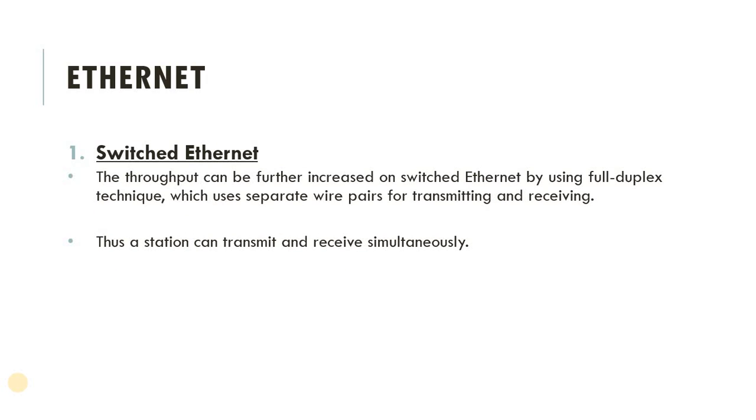The throughput can be further increased on the switched Ethernet by using the full duplex technique, which uses separate wire pairs for transmitting and receiving. So if we want to increase the throughput, we use full duplex, and in full duplex client and server can simultaneously communicate with each other, and for that separate wires are used for sending data and for receiving data. So the throughput is increased, and thus the station can transmit and receive simultaneously.